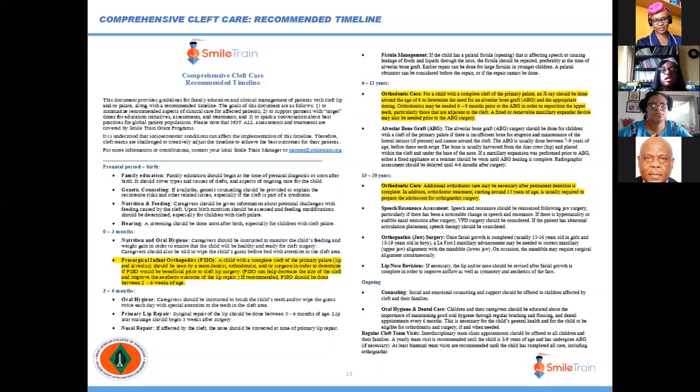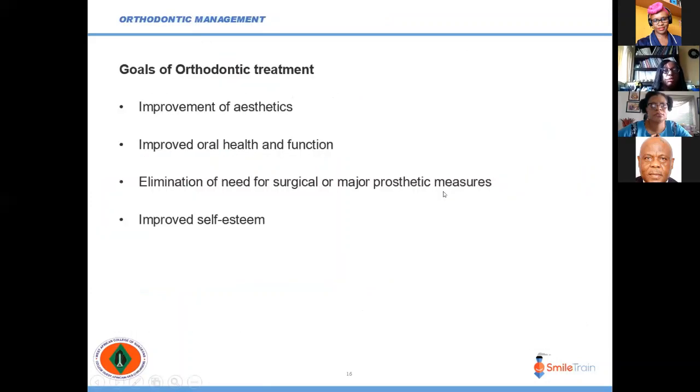This is just a slide showing the timeline, which has been given to us by Smile Train. And you can see all the highlighted areas where the orthodontist comes in. So the orthodontist starts at birth and sees the cleft patient right through till adulthood.